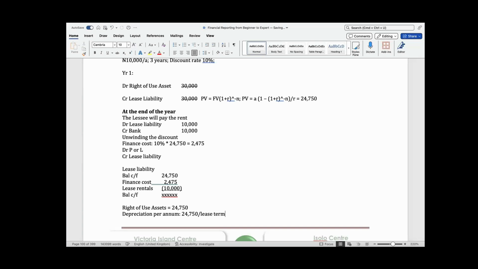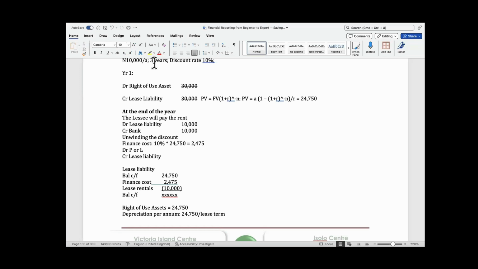Some people say the lower of the lease term and the useful life. But I wonder why they say that. Why would you go and lease an asset for a period higher than its useful life? You know that the useful life is 5 years, and you now sign a lease for 7 years. How would you do that? So reasonably, the lease term will be the lower. So we depreciate the right of use assets over the lease term.